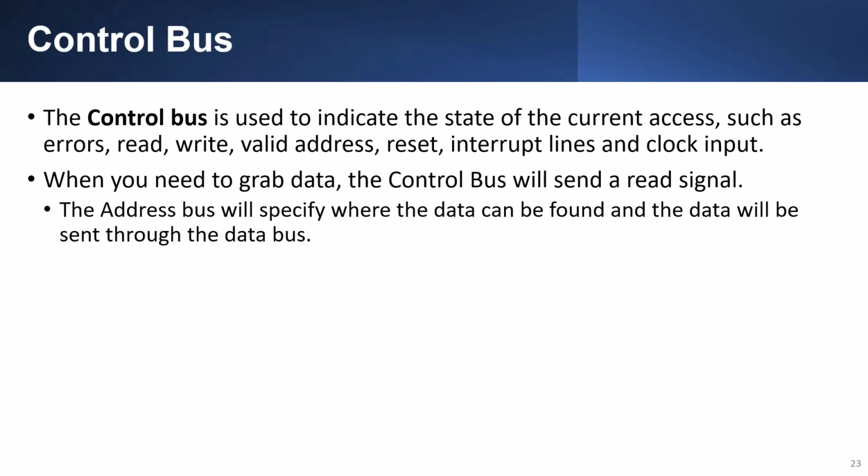The control bus is similar to a football coach who is calling in the plays for the team. The control bus sends signals out on what action is being done and some of the support signals that make everything work. When you need to grab data, the control bus will send a read signal. The address bus will specify where the data can be found, and the data will be sent through the data bus.